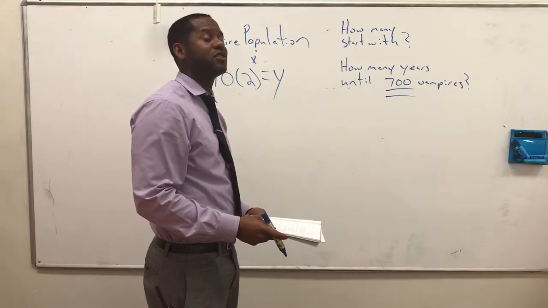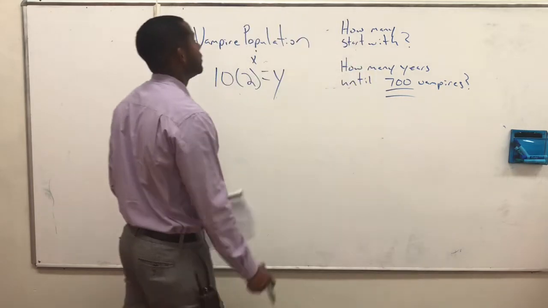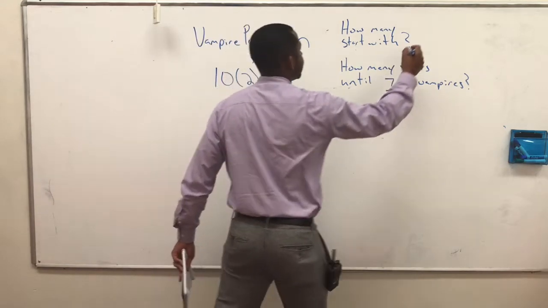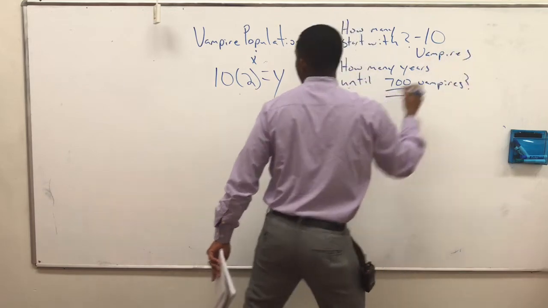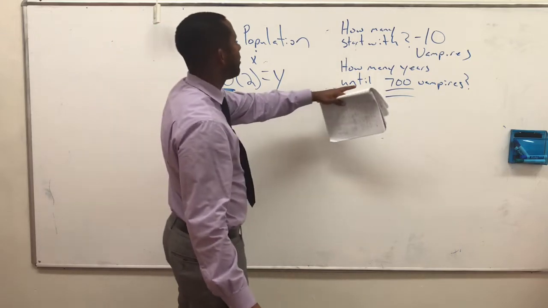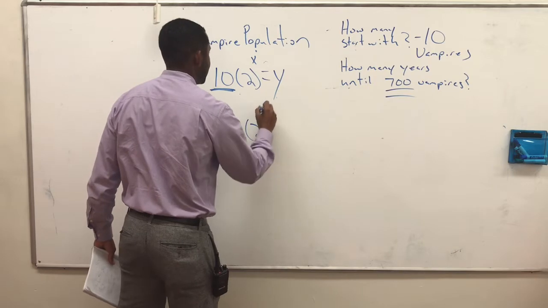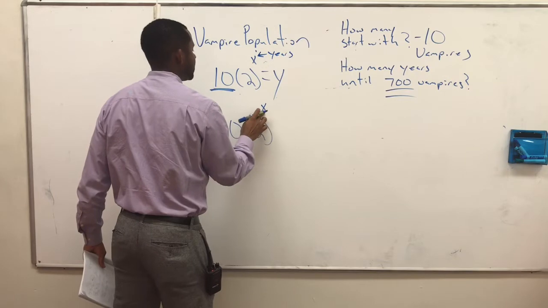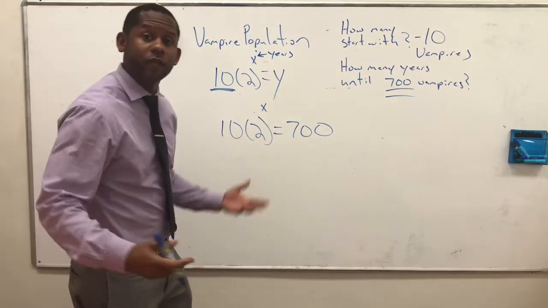I think you're going to have to use some logs and log rules to solve it. We'll see. All right, so how many did we start with? Should be easy. We started with 10 vampires. It's my initial value, which is right here. There are 10 to begin with. But we said, well, how many years until it's 700 vampires? That means I'm here, right? Because X is my amount of years. This is my unknown, and I want to know when am I going to reach 700 total vampires.